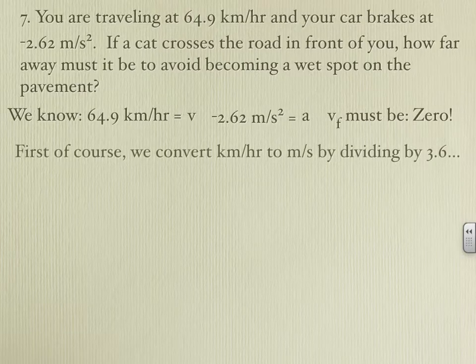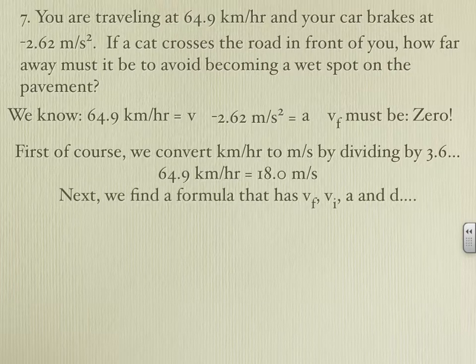And like I said, ideally you notice that this was in kilometers per hour and this was in meters per second squared, and they don't quite go together too well. So we want to change this to meters per second so it goes together better. So we divided that by 3.6 and found that was 18.0 meters per second for our V initial. And then we had to say, okay, we need to find a formula that has VF and VI and A and D.